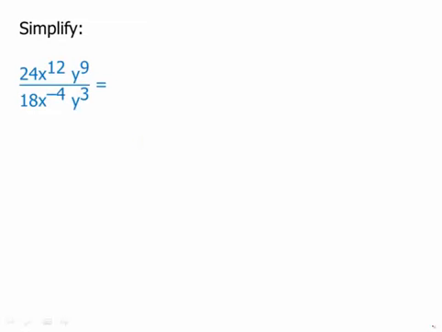So for example, you might be asked to simplify something like this. Pause the video and see if you can simplify this, and then we'll talk about it. Well, of course, the first thing we'll do is we can treat the numbers separately from the exponents. And for the numbers, we'll just factor out the greatest common factor, which is 6. So not changing the exponents at all, just the numbers simplified to a 4 over 3.